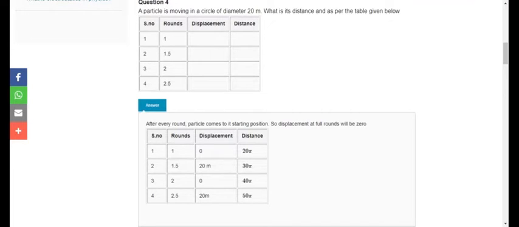And when it completes 2.5 rounds, the initial and final positions are exactly opposite to each other, so the displacement is equal to the diameter of the circle, which is equal to 20 meter, whereas the distance is equal to, when it completed two rounds, the distance was 40 pi, and again when it completes 0.5 rounds, the distance is 10 pi, so 40 plus 10, it will be 50 pi. So this is the relationship between distance and displacement when an object or a particle is moving around a circular path.